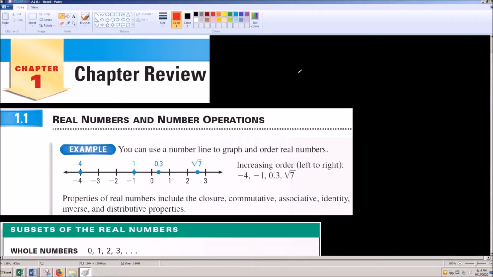Here we are at the beginning of our Algebra 2 journey. We're going to wrap up our Algebra 1 knowledge, and to do so, we're going to quickly review chapters 1, 2, and 3. So we're going to start out with the chapter 1 review here.